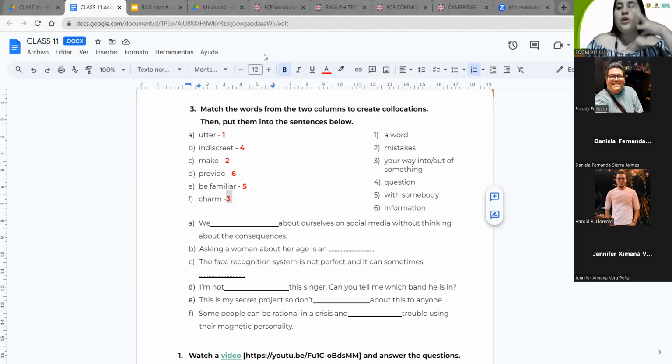So when you say use your way, use your charm or charm your way into or out of something, it means that you use your charm to get into or out of a situation. It's like you use your charms to take advantage of something. It could be to leave a situation, to charm your way into something or out of something. Okay, that would be the meaning of that expression, Danny.